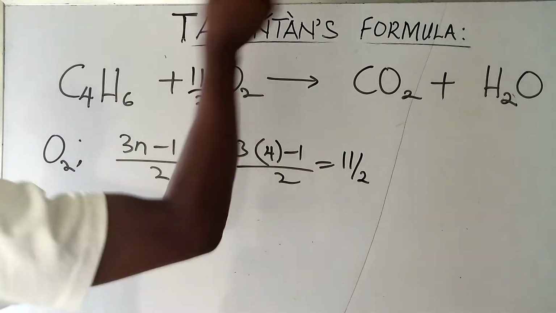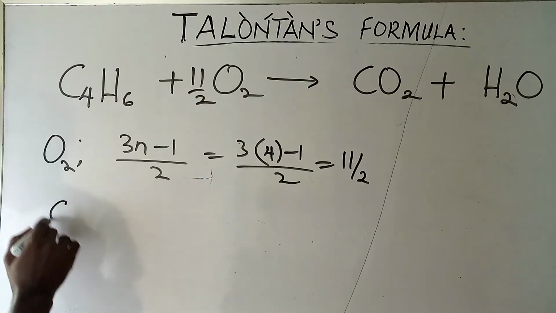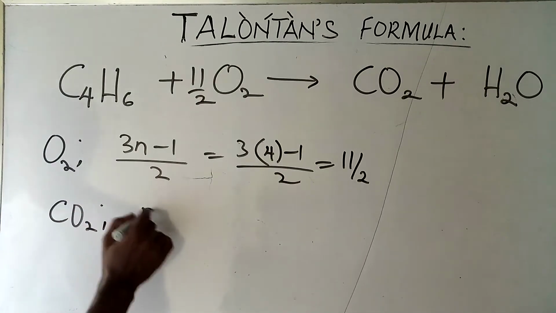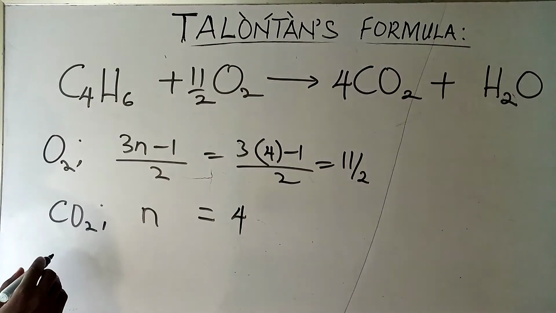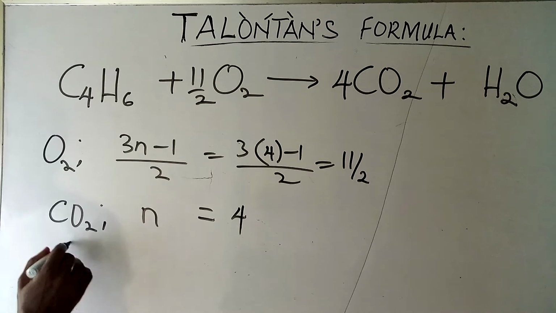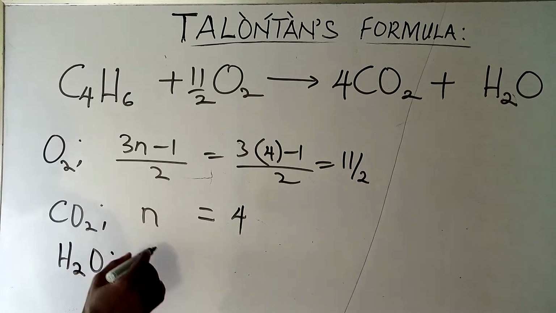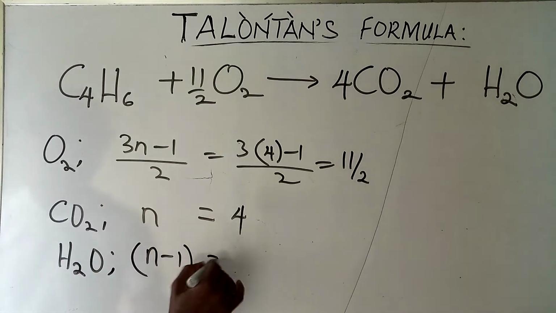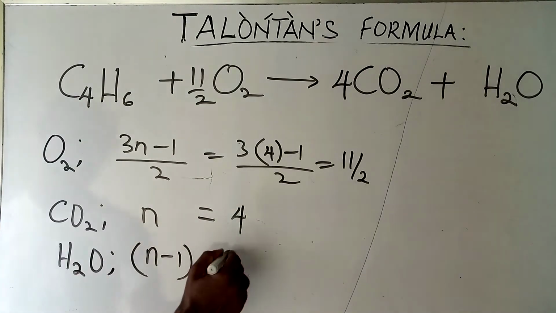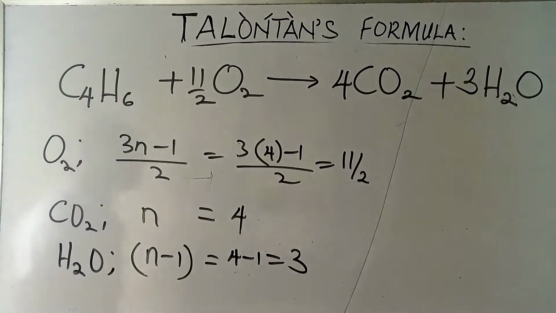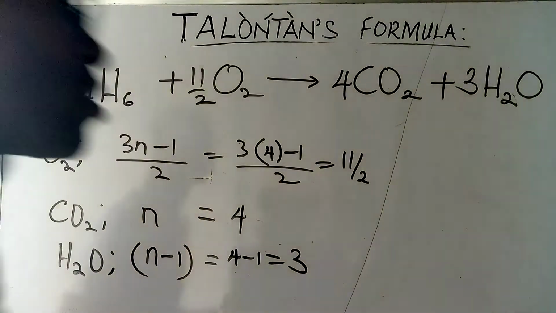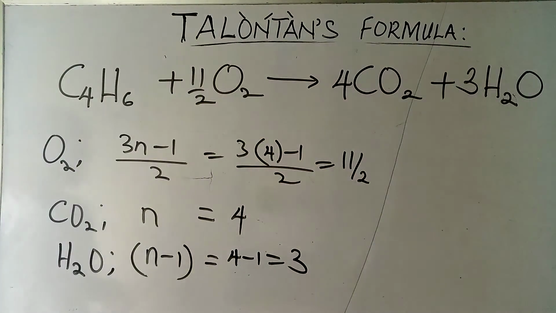So I've written that of CO2 is n, and that will remain 4. While that of H2O is n-1, and n will be replaced with 4, 4 minus 1, that will give me 3. So you can say I balanced the equation by using Talontan's formula.